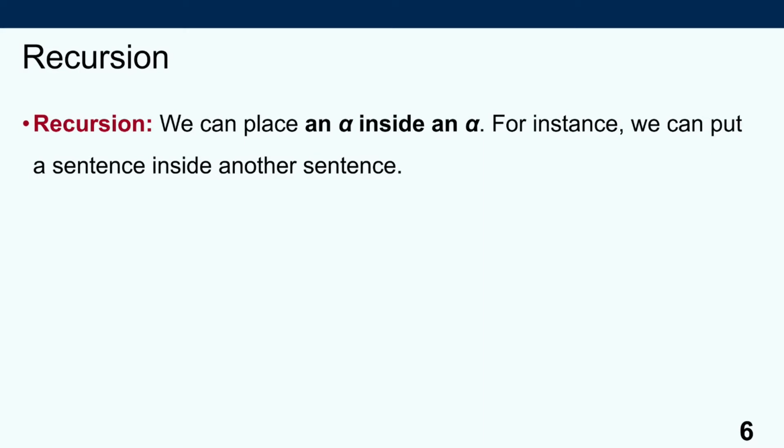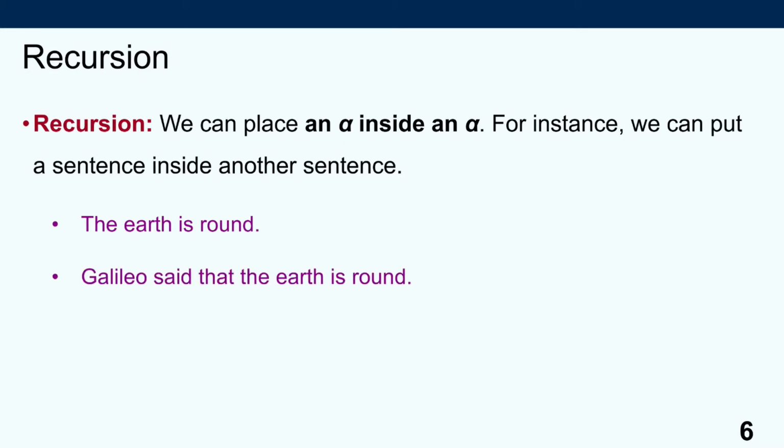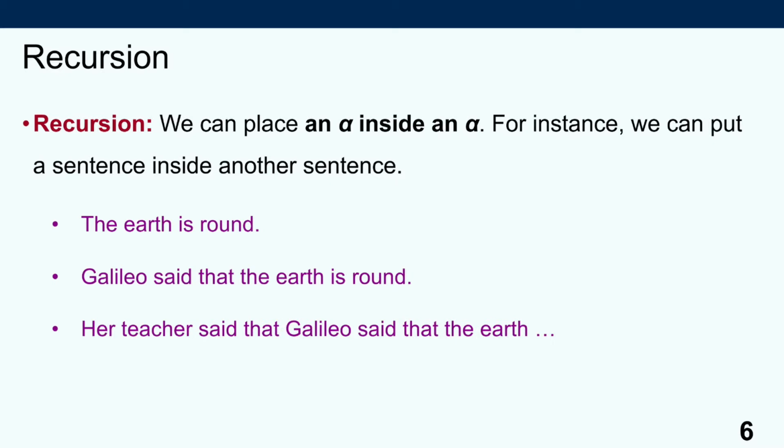For instance, we can put a sentence inside another sentence, and I can say things like the earth is round and put that in another sentence and say Galileo said that the earth is round, and I can put that in another sentence and say her teacher said that Galileo said that the earth is round, and once again I can put that into another sentence and say my mum said that her teacher said that Galileo said that the earth is round. And of course, as you know, if you wanted to, you could just keep going, embedding the sentence into another sentence and another sentence until we all get super mighty tired of it.